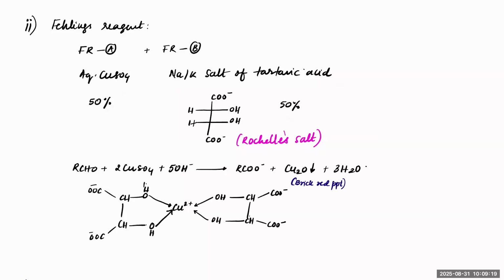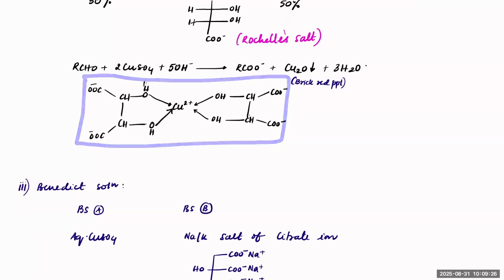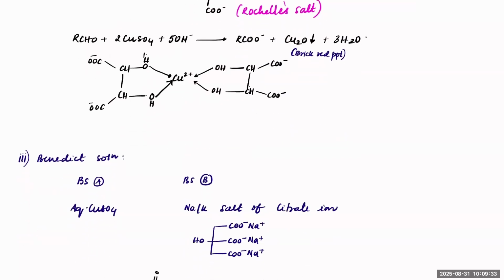Basically it forms a very stable complex like this. First, copper will form a stable complex like this with Rochelle salt. This was a JEE question asked: what is the coordination number of copper? Answer is 4. Girls clear, beta? Right.